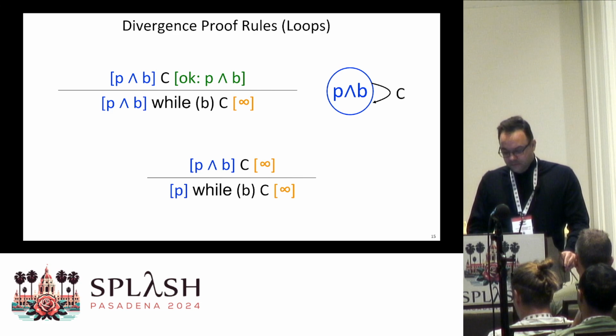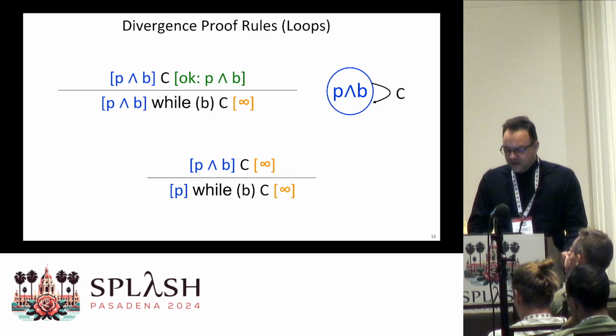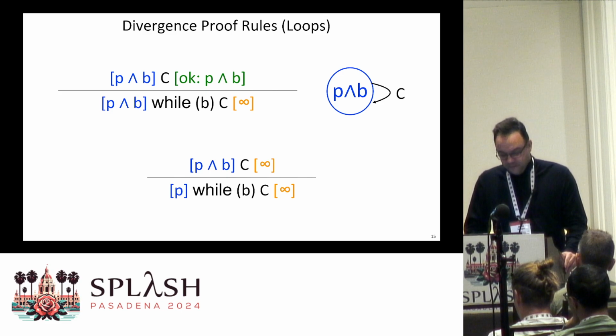We have another while divergence rule where if you have a piece of code C that starts in a pre-state satisfying P and B diverge, then you know that while B, C will diverge if it starts in P.